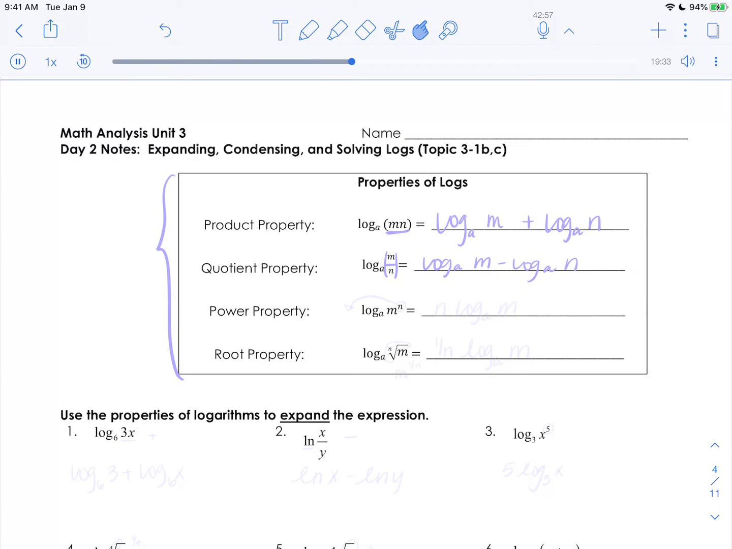Right, the next one is for powers. If you have an exponent, all you're going to do is bring that down to the front. So that becomes n times log base A of m.